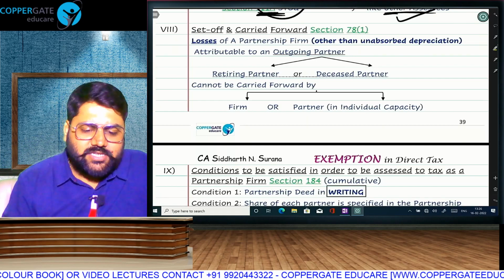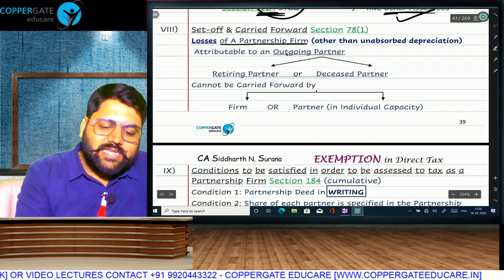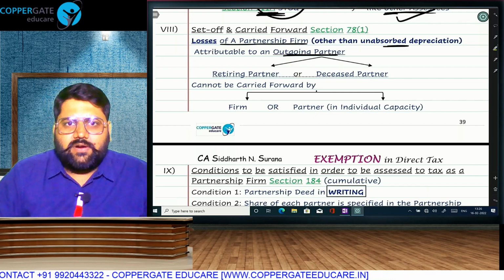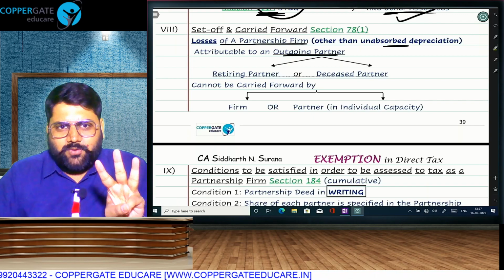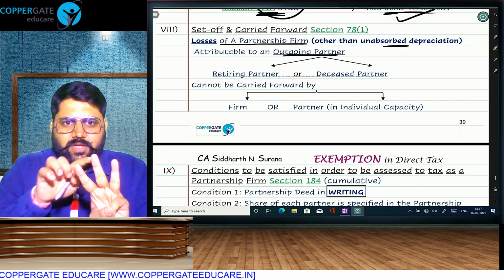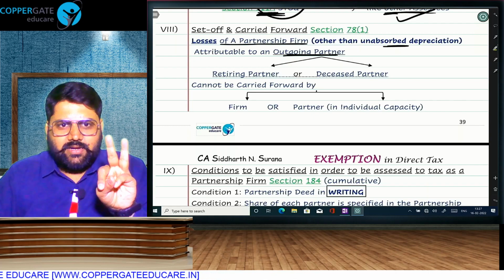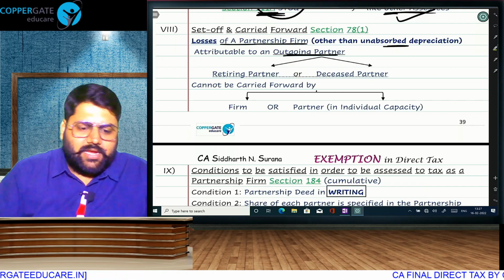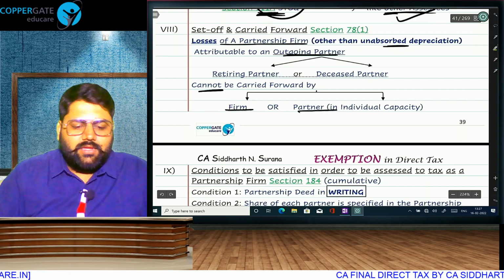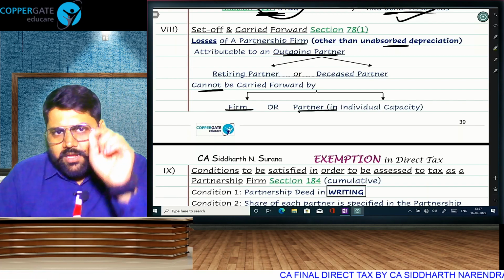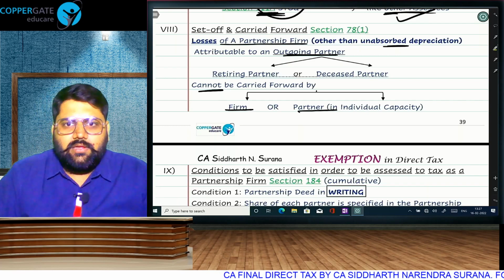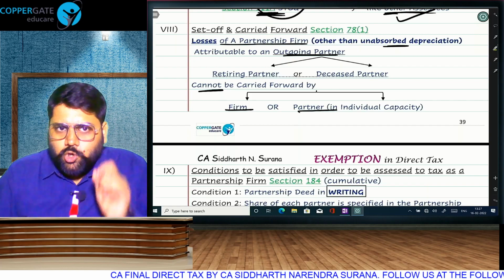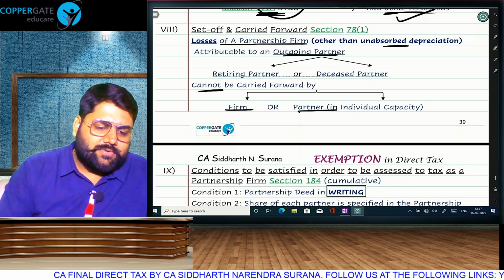Next, set off and carry forward chapter. If there is any partnership firm loss which is attributable to an outgoing partner other than unabsorbed depreciation, because assets remain with us, so UAD can be carried forward. But suppose there are three partners and they are sharing profits and losses in the ratio of 2:1. So there is a loss, we apportion the loss 2:1. Out of that, one partner leaves the firm. Then only this much loss can be carried forward by the firm. That loss shall not be allowed whether by the firm or by the individual partner. Whenever there is an outgoing partner, his share in the loss will lapse. There will be no carry forward. Loss pertaining to an outgoing partner other than UAD, because only the partner is going, the asset is with us, there will be no carry forward allowed to the firm.